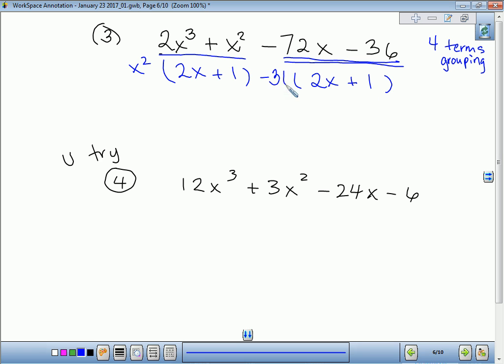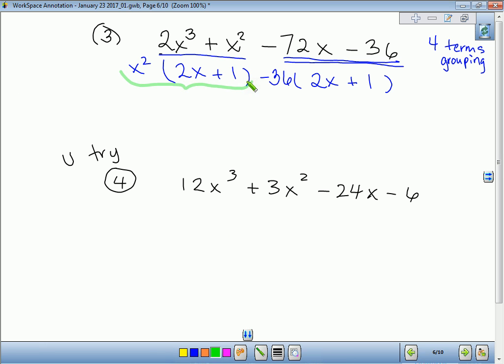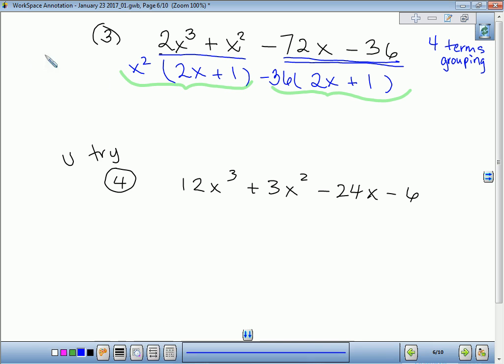Yes. Negative 36. Now this is where I need you to make sure you understand this concept. Do you see that these two are a product, and these two are a product? So I have one term here and another one here, and they're separated by a minus. Do these two things have anything in common? Yes, they have that binomial 2x plus 1 in common, don't they?